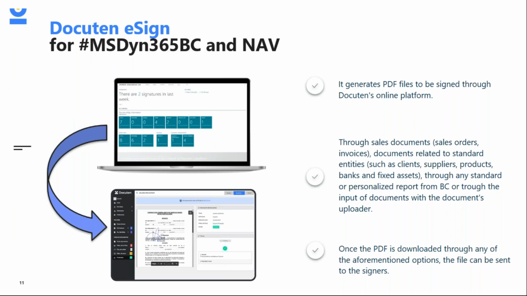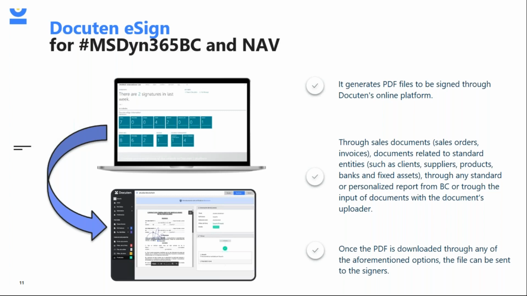We have created a contract from outside Business Central and NAV, and we can upload it. In this case, we have some standard entities such as customers, suppliers, products, banks, and fixed assets, in which we have a drag and drop or upload section. And we can attach, for example, a contract with a customer, and this can be seen from the customer card. And from there, we can start a digital signature flow.